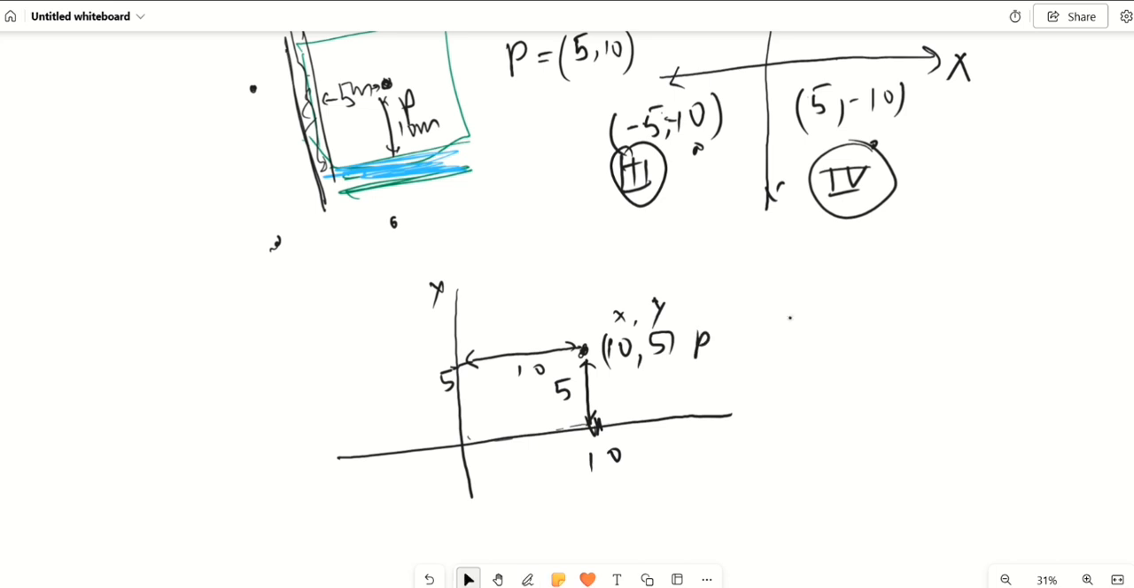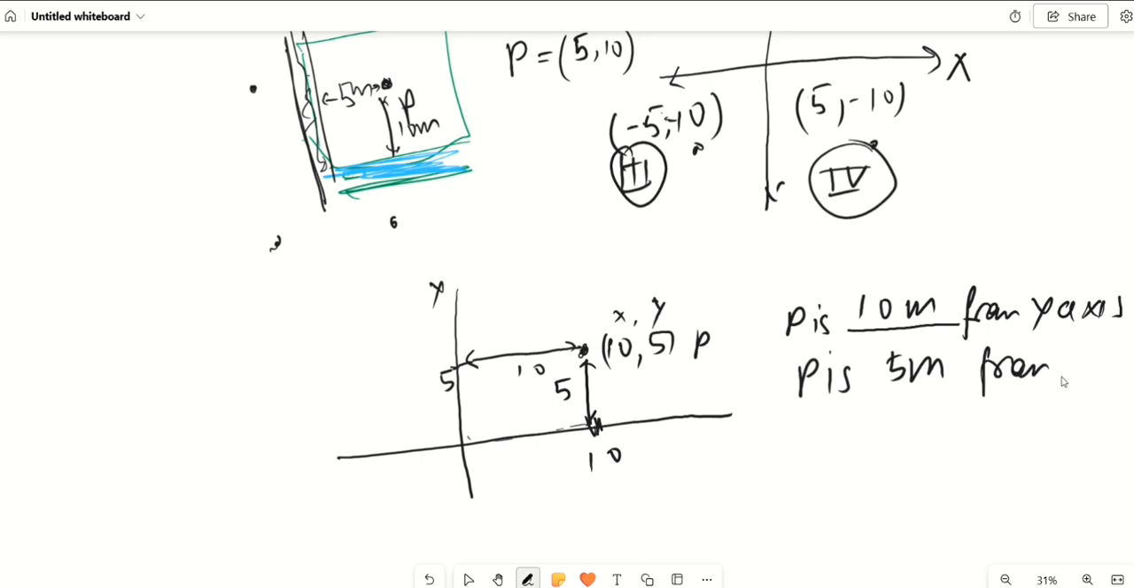So if point P is, how much distance from the y-axis? P is 10 meters from the y-axis, and P is 5 meters from the x-axis. Now you are going to be surprised that P is 10 meters from the y-axis, but the y coordinate is 5, isn't it? And P is 5 meters from the x-axis, but the x coordinate is 10.